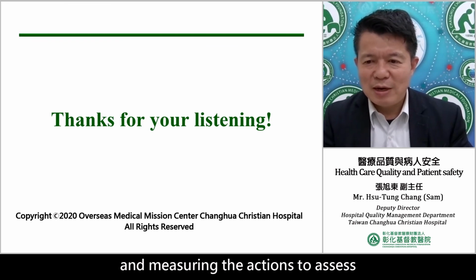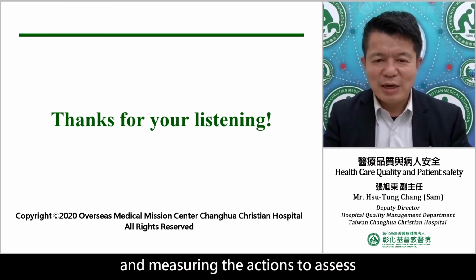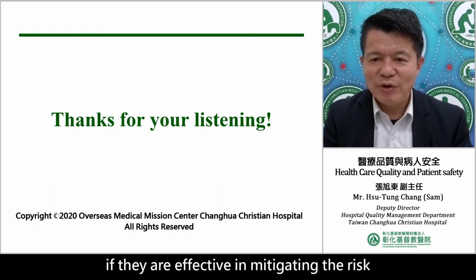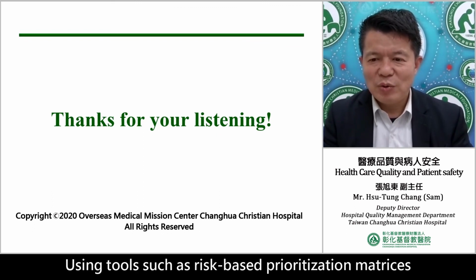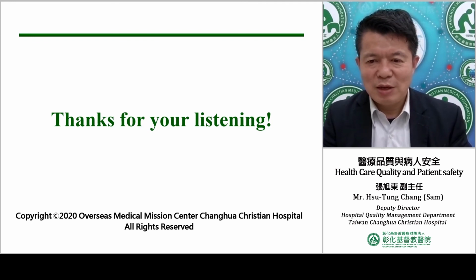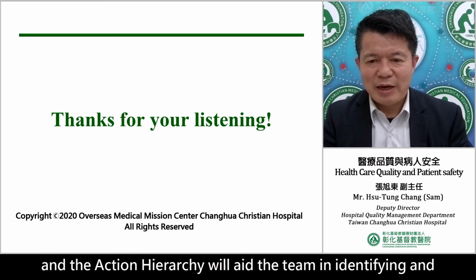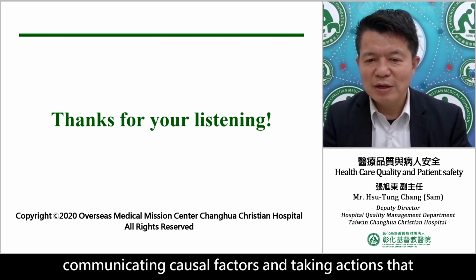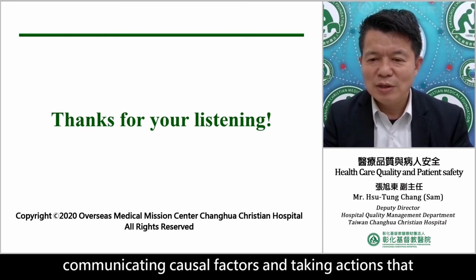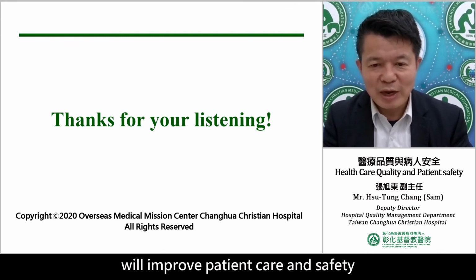and measuring the actions to assess if they are effective in mitigating the risk. Using tools such as risk-based prioritization metrics, triggering questions, the 5 rules of causation, and the action hierarchy will aid the team in identifying and communicating cultural factors and taking actions that will improve patient care and safety.